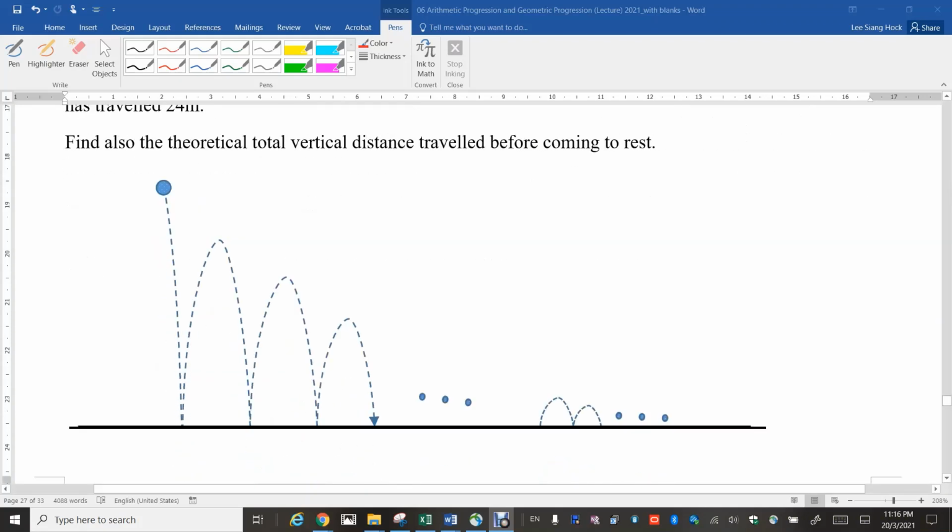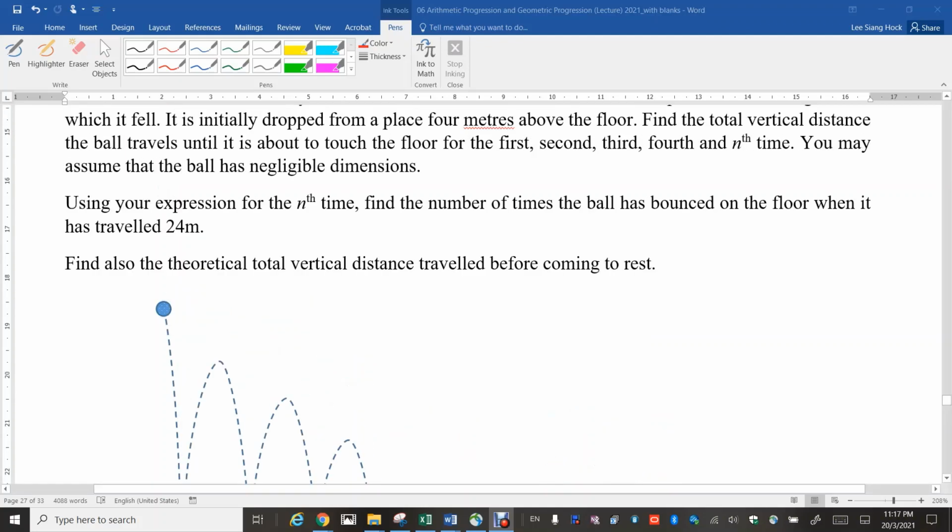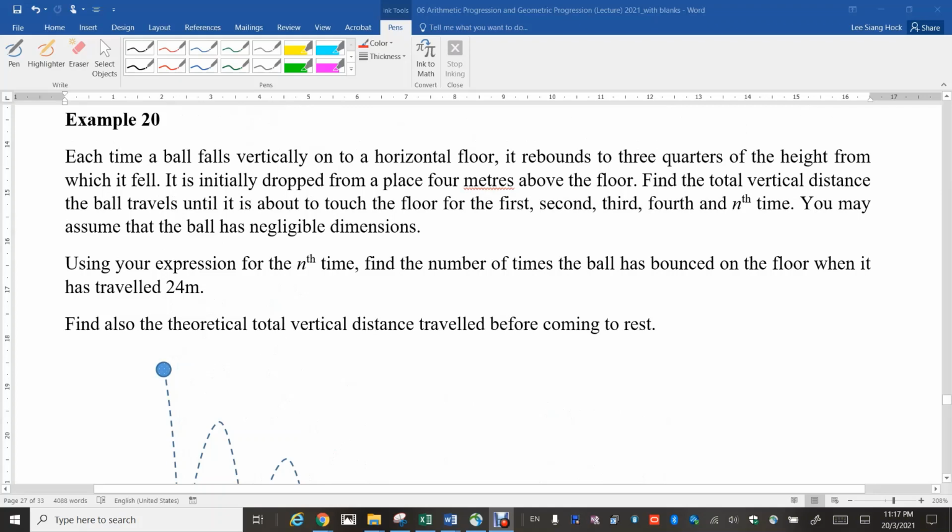So when you drop it, it hits the floor, rebounds, and reaches a certain height, but this height is not going to be the same height, right? Because of energy loss and so on. So it's going to keep bouncing lower and lower, and eventually it's going to stop, right? So what does the question say?